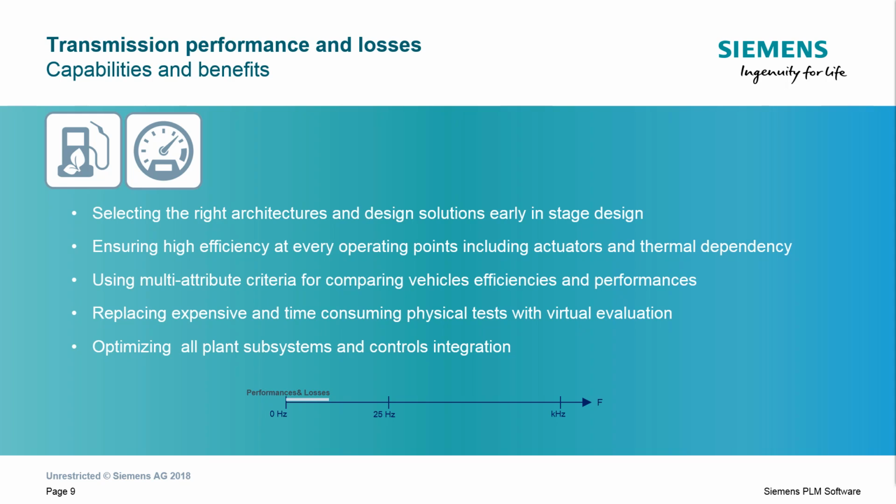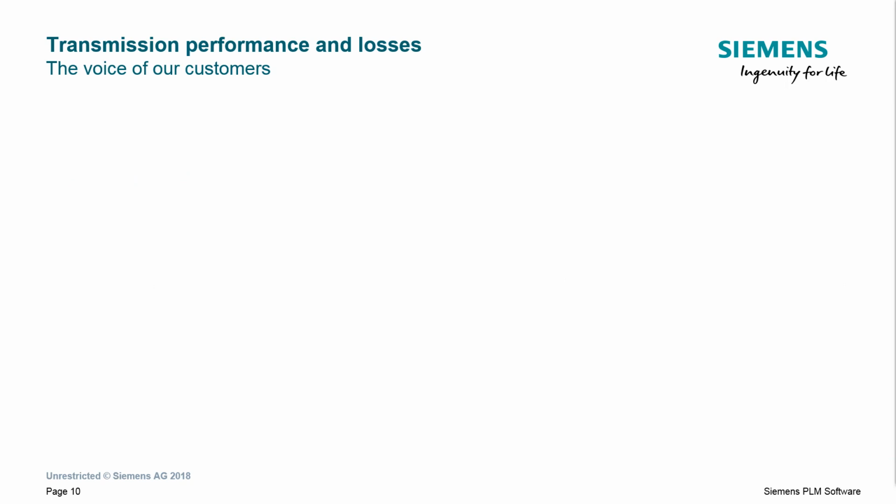Thanks to these capabilities, transmission suppliers and OEMs can drastically improve the performances and losses of their systems, reducing at the same time the cost and the duration of their project. Many OEMs and suppliers are already using SimCenter AMSIM for performances optimization and losses reduction.